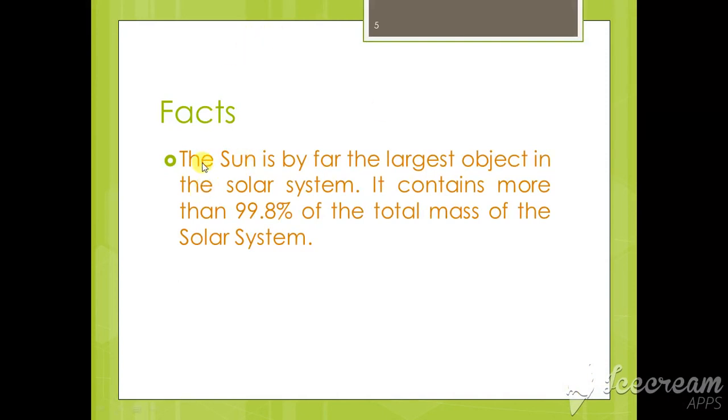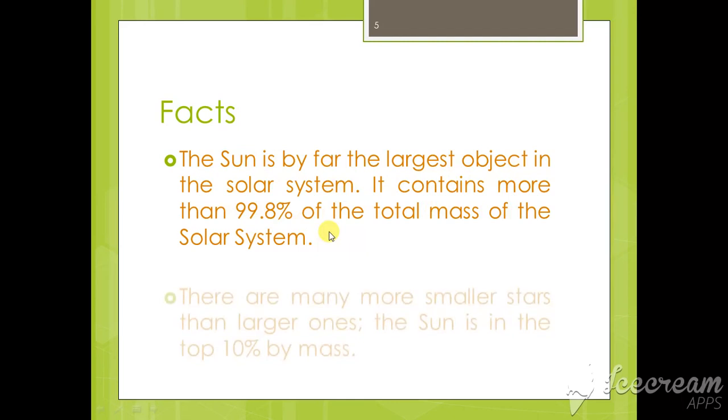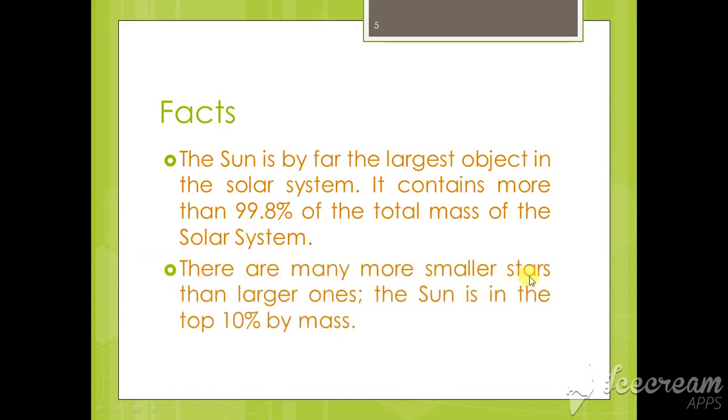Let us try to know some basic facts related with the sun. The sun is by far the largest object in the solar system. It contains more than 99.8% of the total mass of the solar system. There are many more smaller stars than larger ones. The sun is in the top 10% by mass. Okay, so by mass, sun is massive enough compared to the other stars. Only around 10% of the total stars of the universe are more massive than the sun.